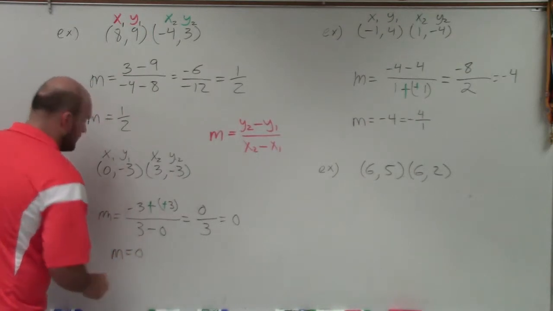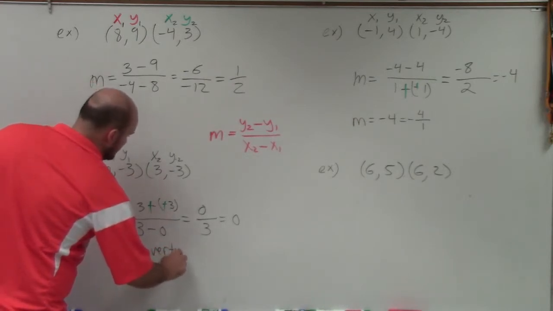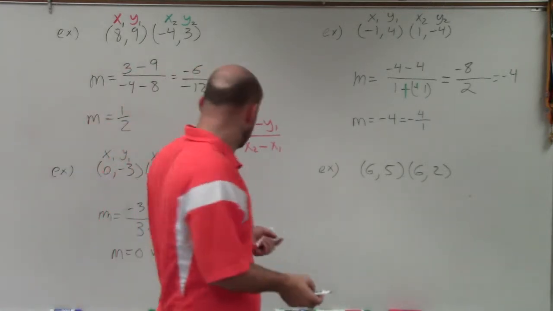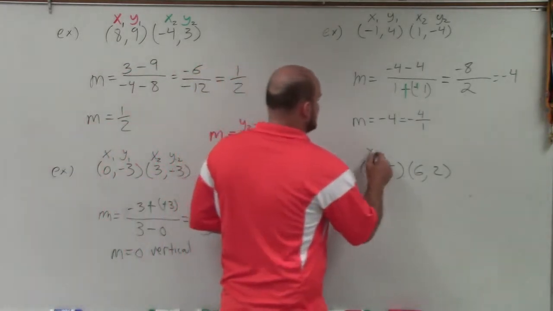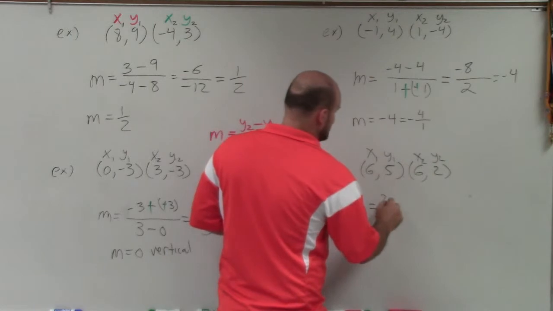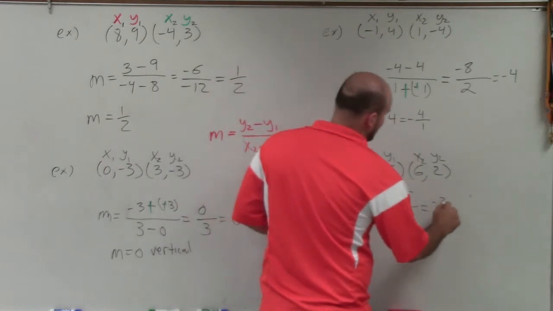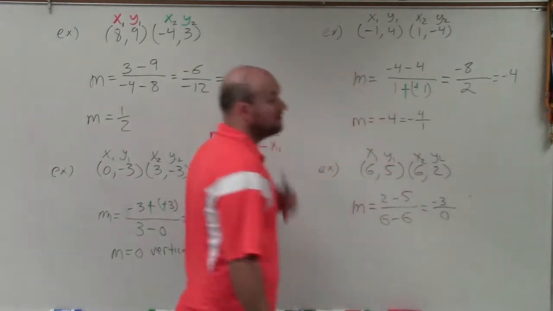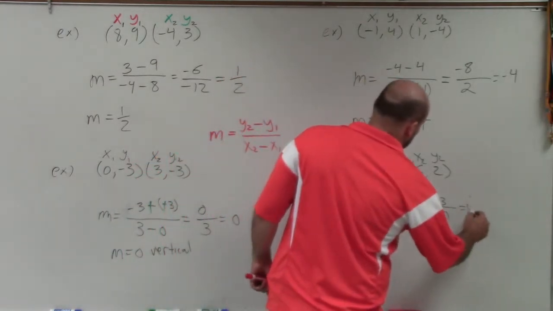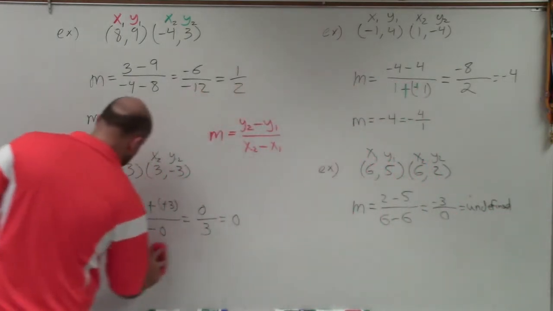So m equals 0, which it's important to note that when the slope is 0, we have a horizontal line. And then over here, again, we'll just do the last one. So x1, y1, x2, y2. So m equals y2 minus y1 over x2 minus x1. Well, 2 minus 5 is -3 over 6 minus 6 is 0. Remember, you cannot divide by 0. When you divide by 0, you have a value that is undefined.